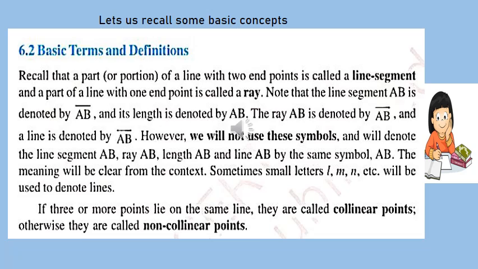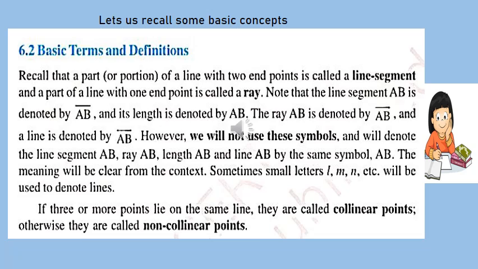However, we will not use these symbols. We denote line segment AB, ray AB, length AB, and line AB all by the same symbol, AB. So if you are using AB, it may be a line segment, a ray, or a line. The meaning will be clear from the context. Sometimes small letters l, m, n are also used to denote a line, as you might have seen in previous classes.